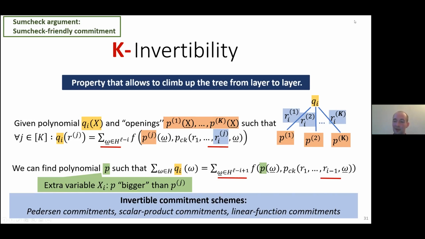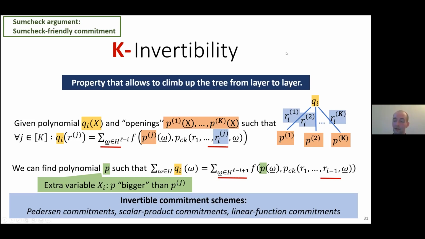All right, so any questions about this notion of invertibility for sumcheck-friendly commitments? This was definitely the part I had most trouble understanding, but no questions.